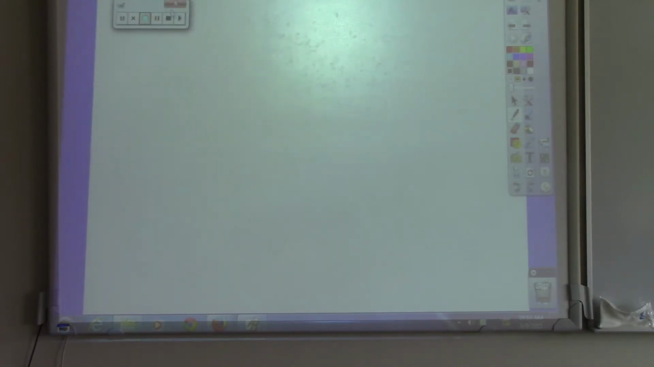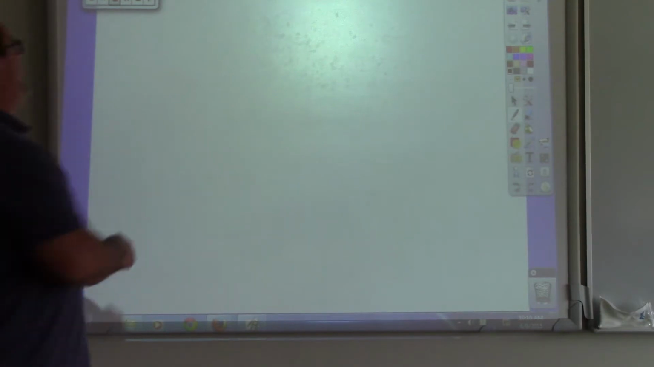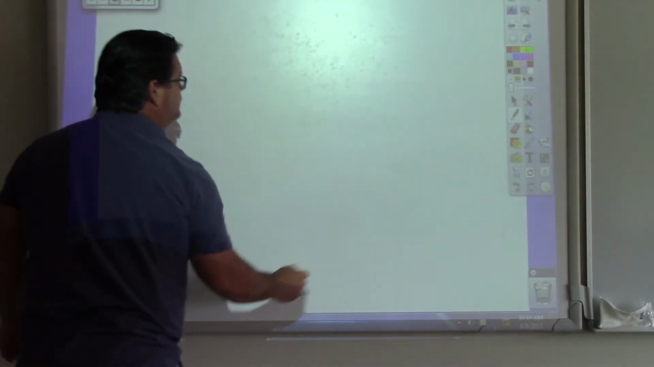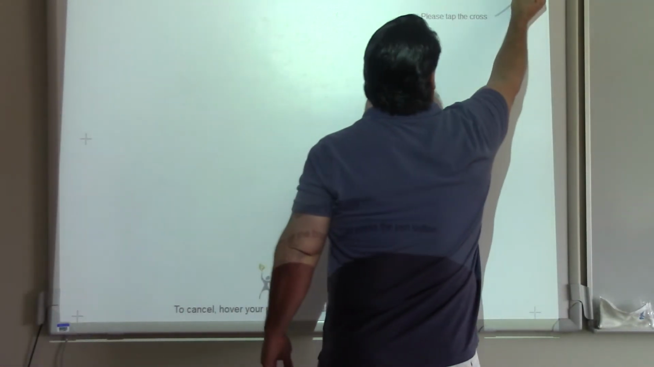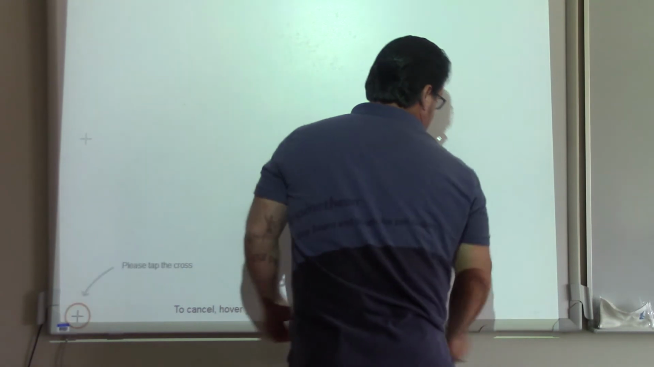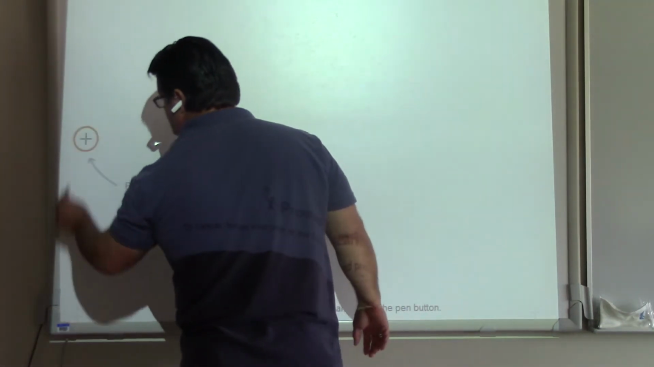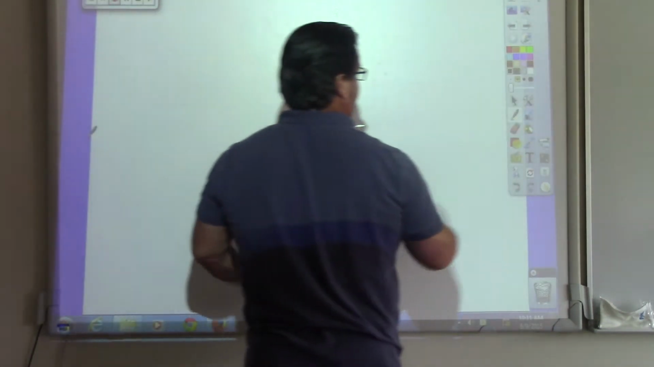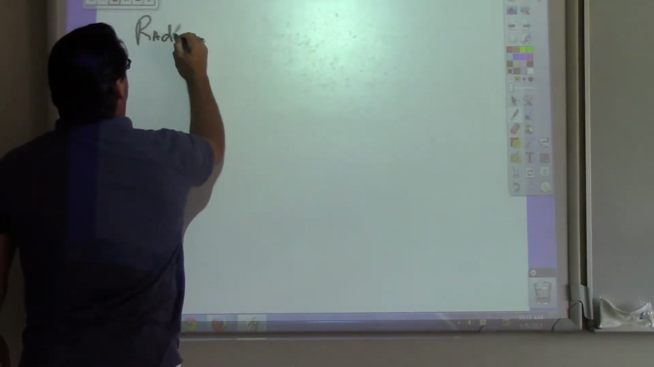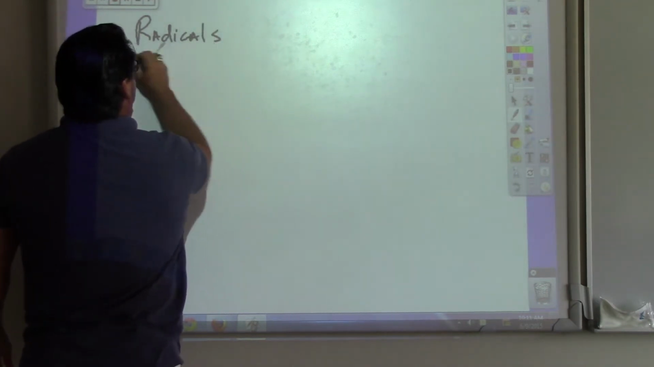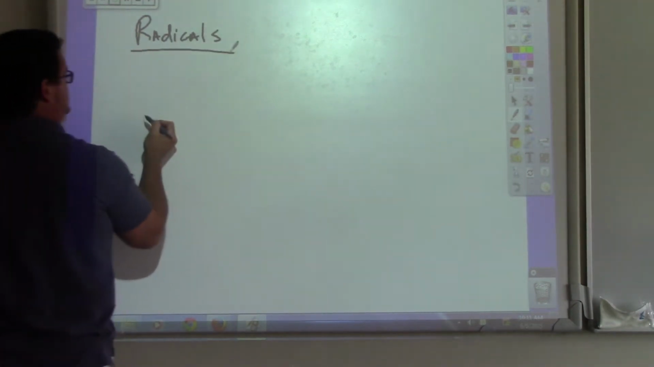So this is basically Unit 4 and 5. And I'm going to put it all together. First thing we're going to talk about is radicals. Now, there's a lot of different rules with radicals. The first rule is the parts of the radical.